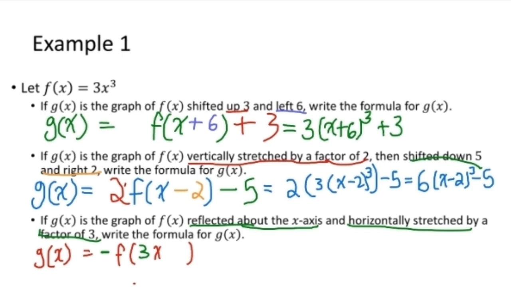So by writing 3x, I actually have a horizontal compression. We want a horizontal stretch. So instead of having 3, we're going to put the reciprocal, 1/3, and multiply that to x. Now, 1/3 is between 0 and 1, so we do have a stretch.